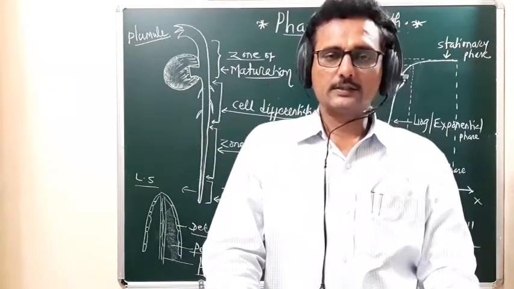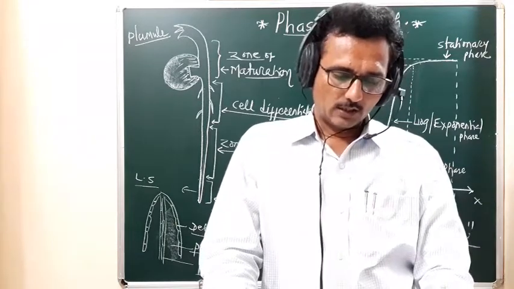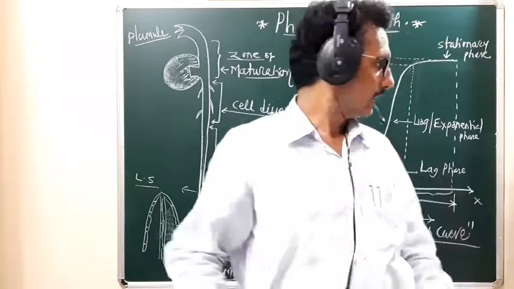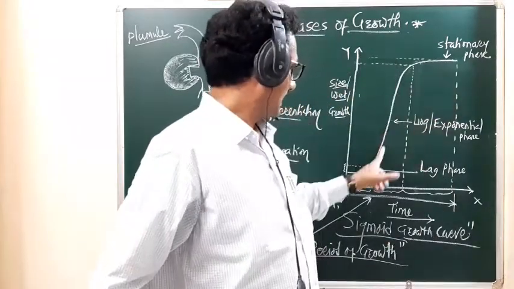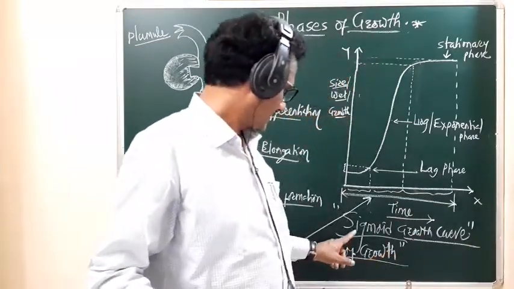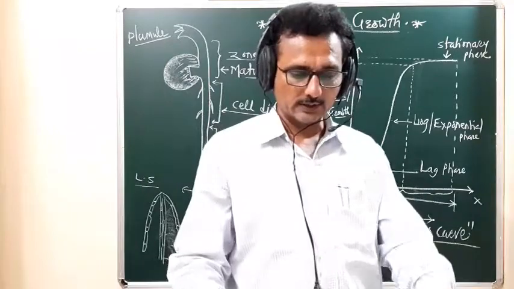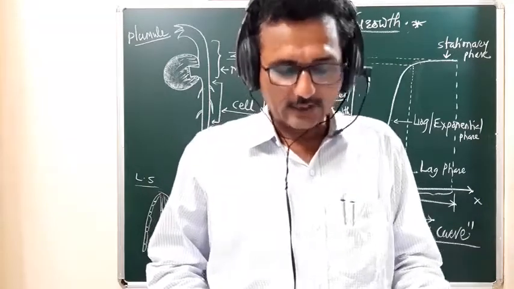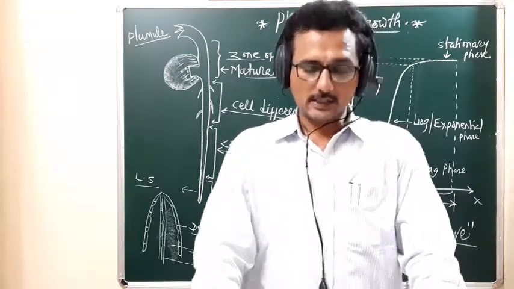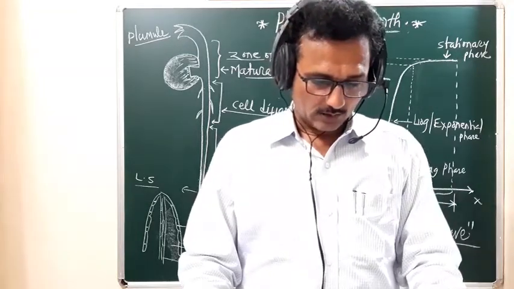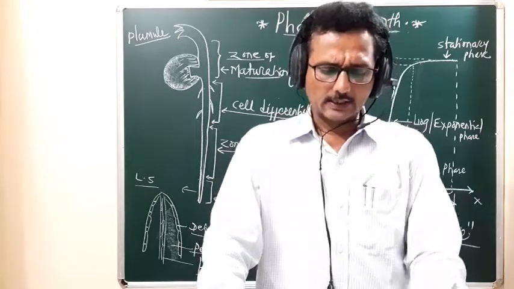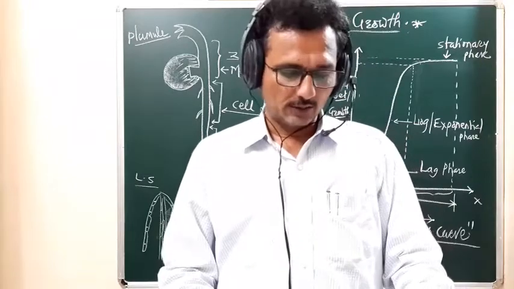Okay. See question number 104. The growth curve is always S-shaped, or the growth curve is a sigmoid growth curve. What are the options given? Alpha shaped, S shaped, Y shaped, and R shaped. So what is that growth curve? It is S shaped. So you remember this.